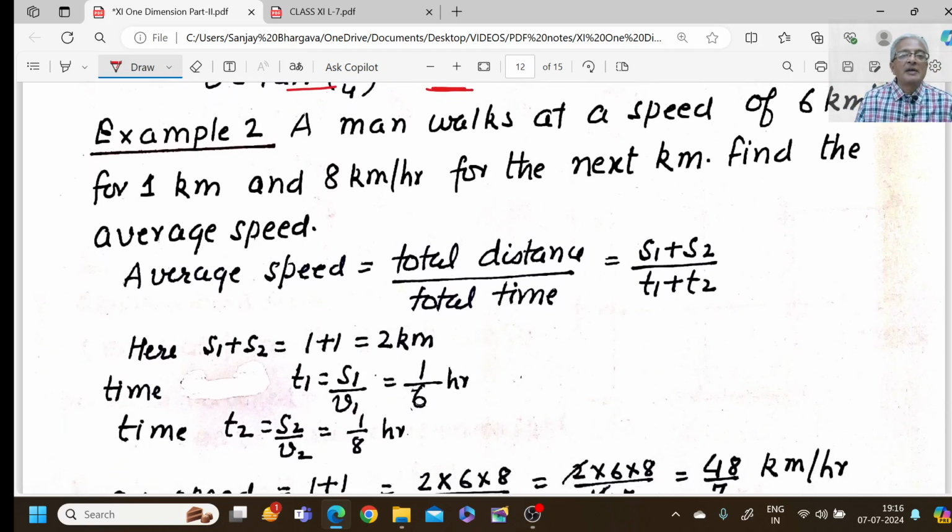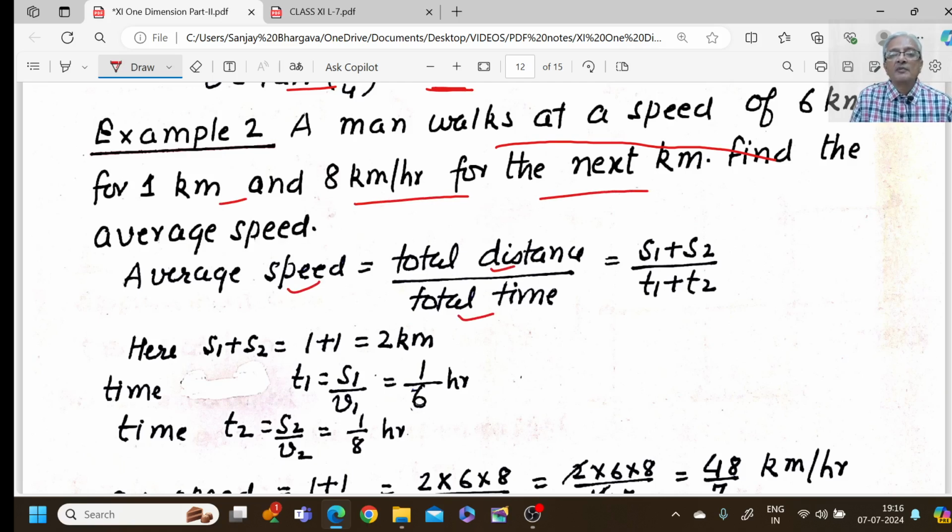Now let us take example number 2. A man walks at a speed of 6 km per hour for 1 km and 8 km per hour for the next kilometer. Now average speed is total distance upon total time, S1 plus S2 upon T1 plus T2. Total distance is 2 km. Time taken to cover S1 distance is 1/6 hour and time taken to cover S2 distance is 1/8 hour.